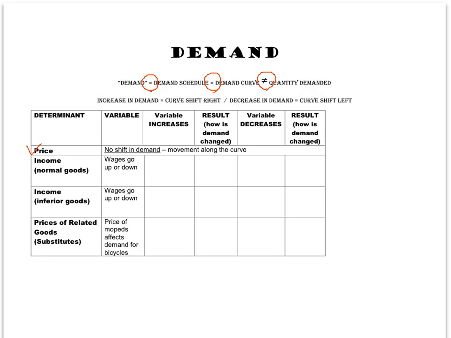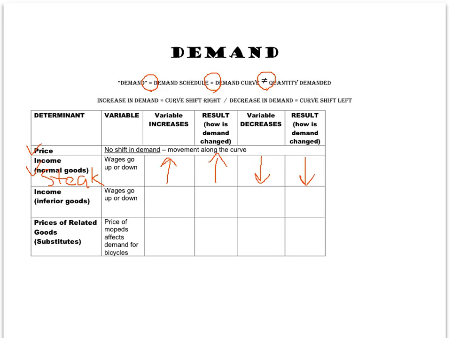First of all, let's consider income and demand for normal goods. Normal goods are goods that you buy more of as your income increases, like, for example, steak. So, let's say our wages go up. Our variable here is income, and let's say it goes up. What does that do to our demand for steak? It goes up. If we have more money, we are more willing and able to buy larger quantities of steak. If our income goes down, our demand for normal goods goes down. Can't afford as much steak.